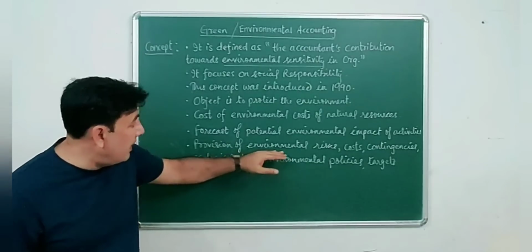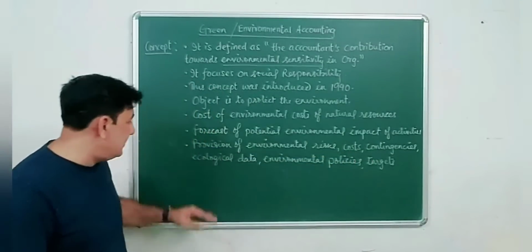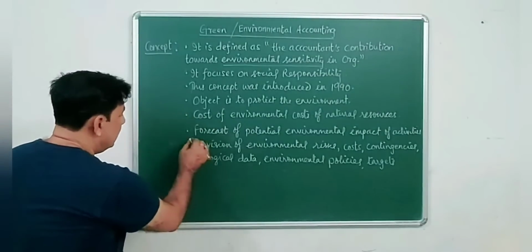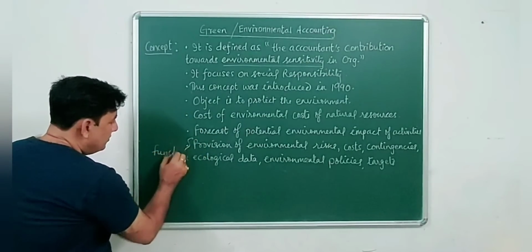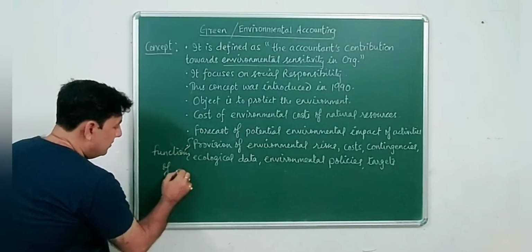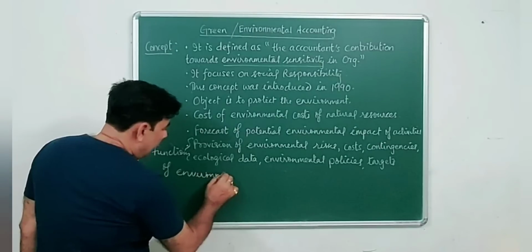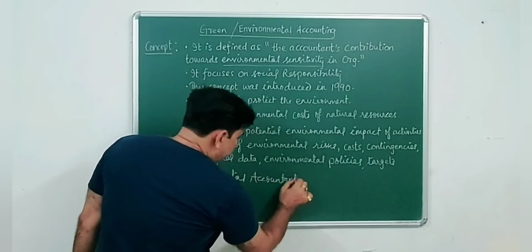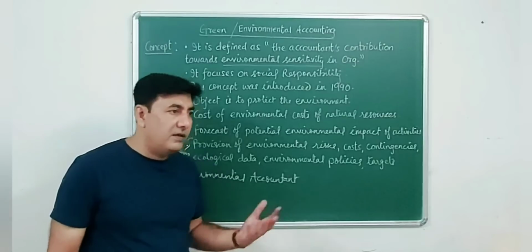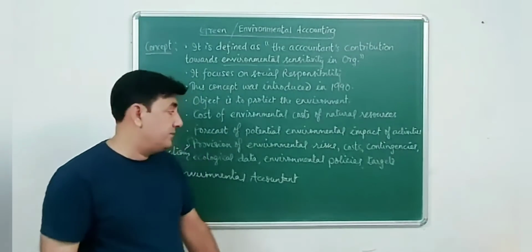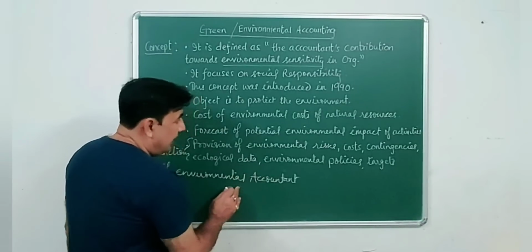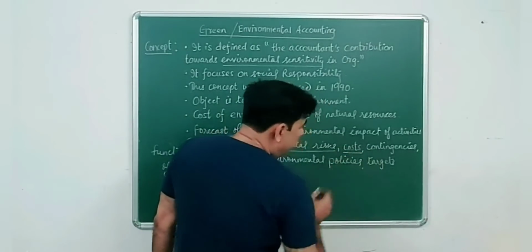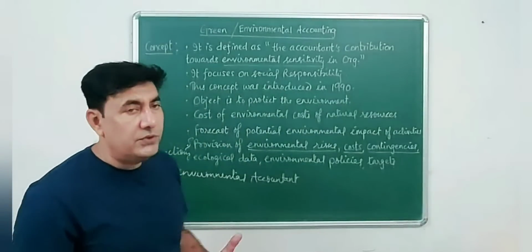Then provision of environmental risks, costs, contingencies, ecological data, environmental policies and targets. These are all the functions of the environmental accountant. Maybe this concept is not very popular in India, but in Western countries, it is very popular. And these are all the things that the accountant has to prepare: environmental risks, the cost of environmental risk, and the contingencies. Contingencies means the uncertainty.